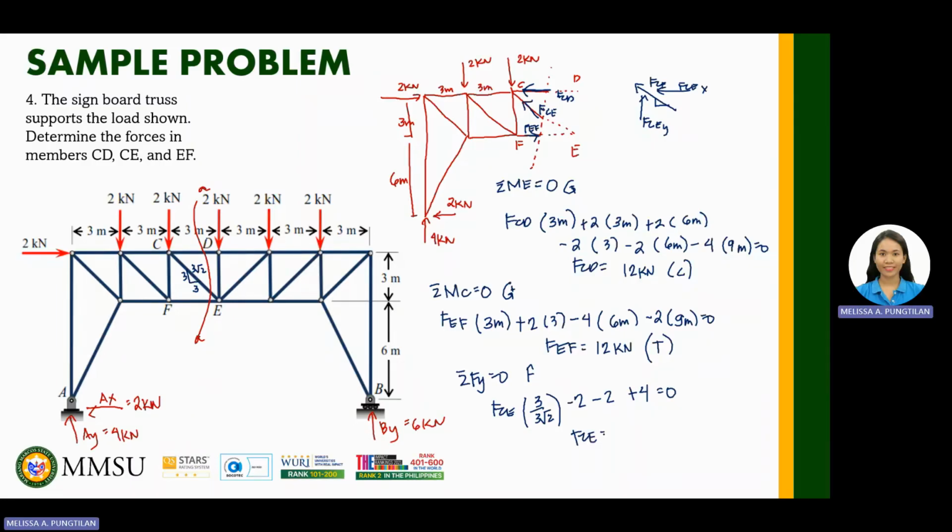Therefore, FCE is equal to, okay, kung mapapansin nyo, hindi na natin pinakialaman yung dalawang forces na na-compute natin kanina. Mas umikli yung equations natin pag gagamit tayo ng summation of forces along Y. Okay, so here, FCE is equal to 0. Okay, so 0 force member pala yung CE natin. FCE is equal to 0. Okay. Therefore, ito na yung mga hinahanap natin for our final answer.